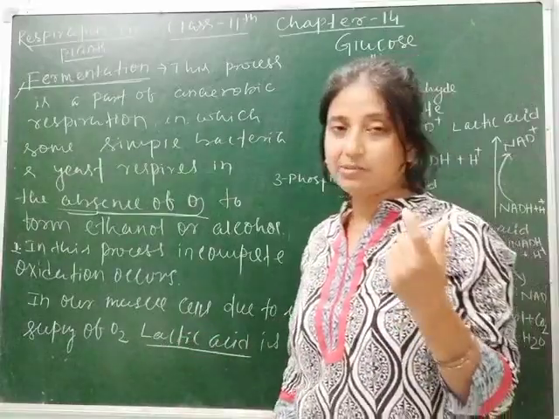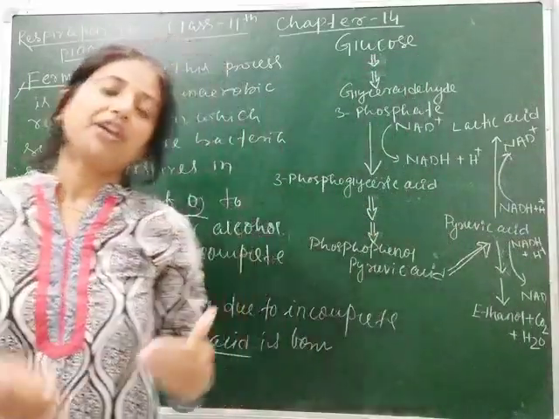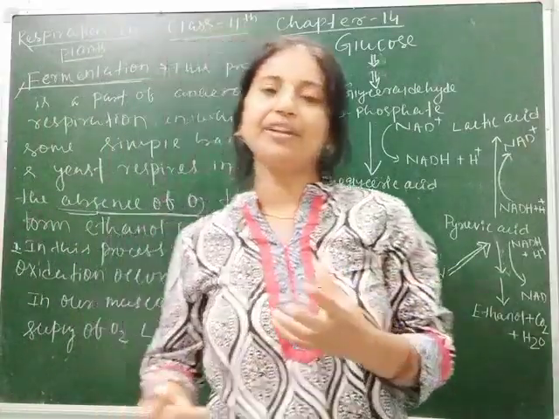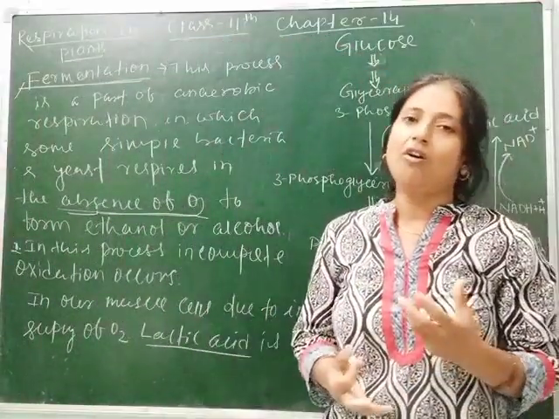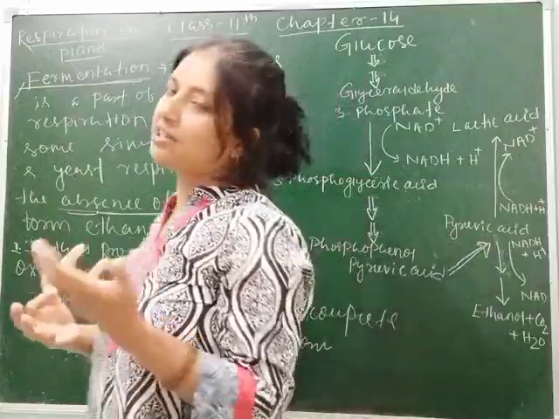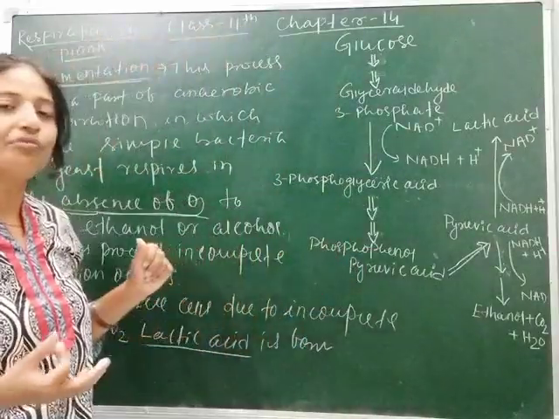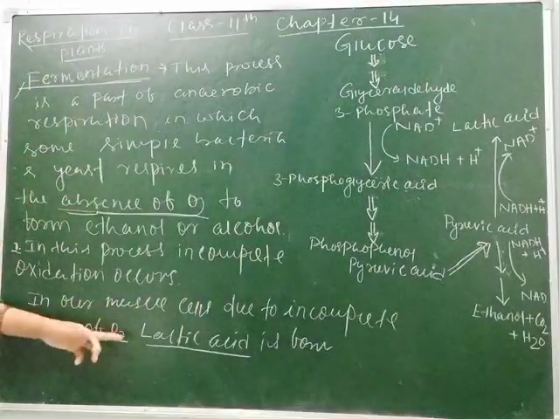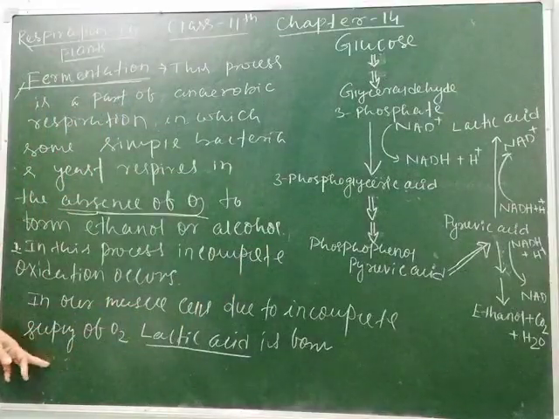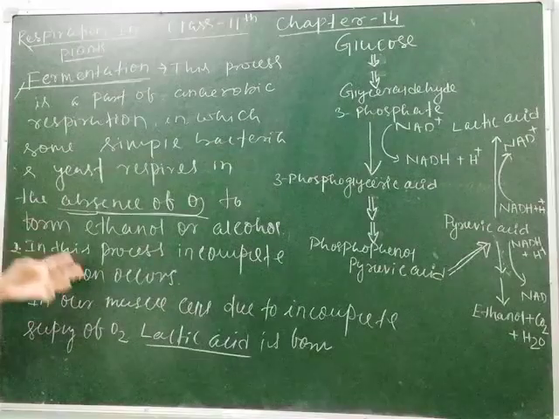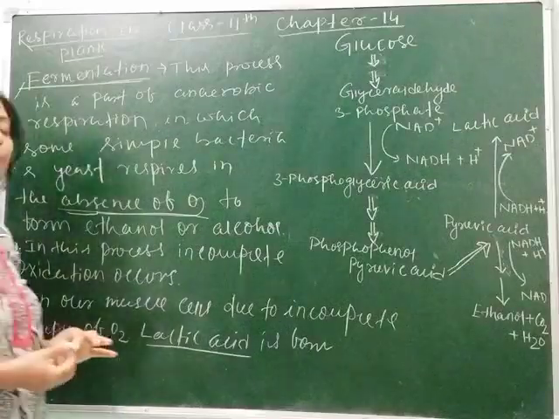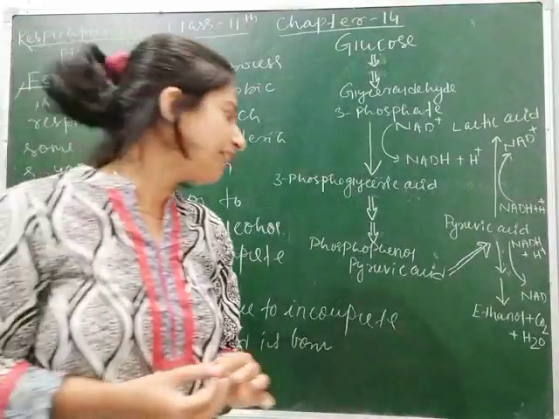Here the lactic acid is formed in striated muscles, where cramp or strain is felt by us when we do vigorous exercise or physical work continuously. Our muscle cells can't get enough oxygen, due to which lactic acid is formed, and that lactic acid causes the strain in our muscle cells. Clear, students?